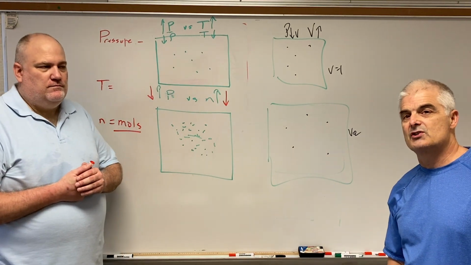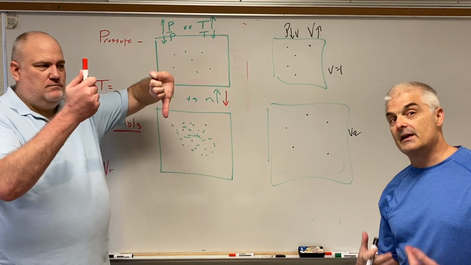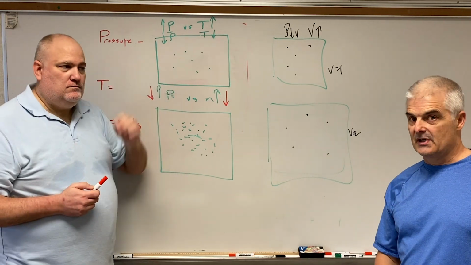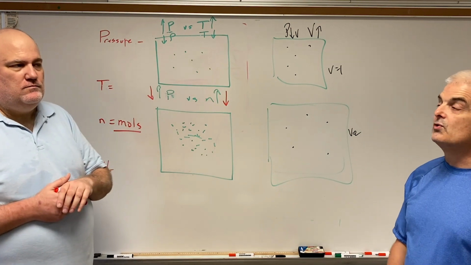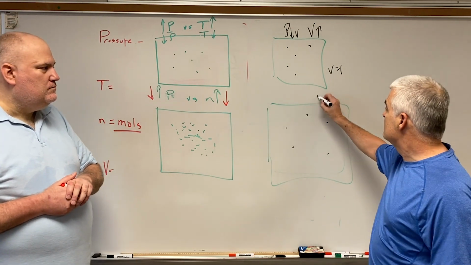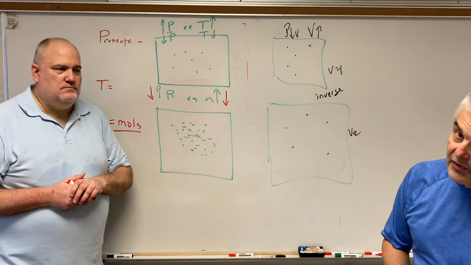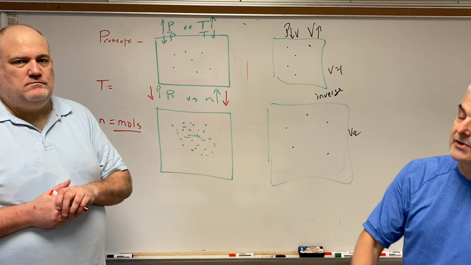An inverse relationship is just opposite. If you double one, the other one is cut in half. If you triple it, it's cut in third. Or if you cut it in third, it's tripled. So it depends on which way you go. When you talk about an inverse relationship, one goes up, the other goes down. But it's more than that. It's mathematical. One's doubled, the other's cut in half.